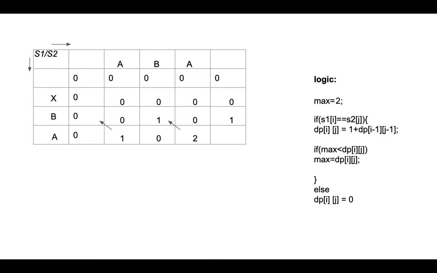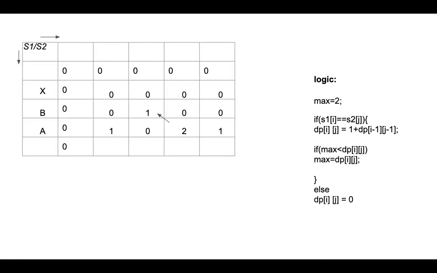Now compare a with the next character, which is b. There is no match. Fill the block with 0. Now moving to the next iteration. Compare b with a. There is no match. Now fill the block with 0. Now compare b with the next character, which is b. There is a match. Now take the diagonal element, add 1 to it and fill the block. Since max is containing 2, there would not be any update in max. So leave max as it is.